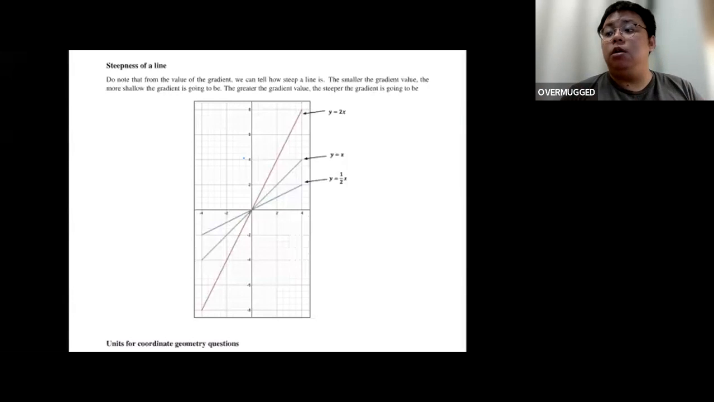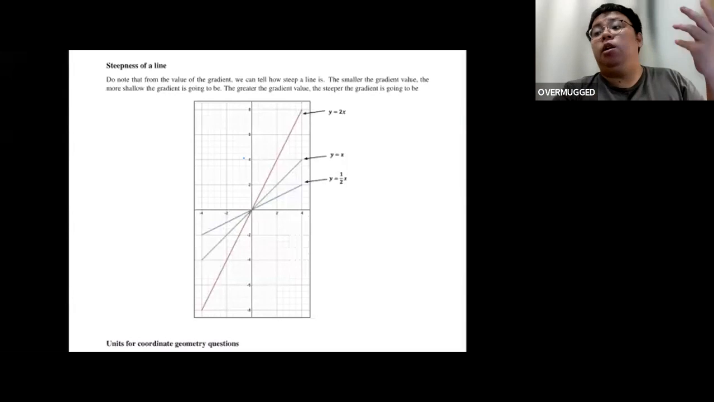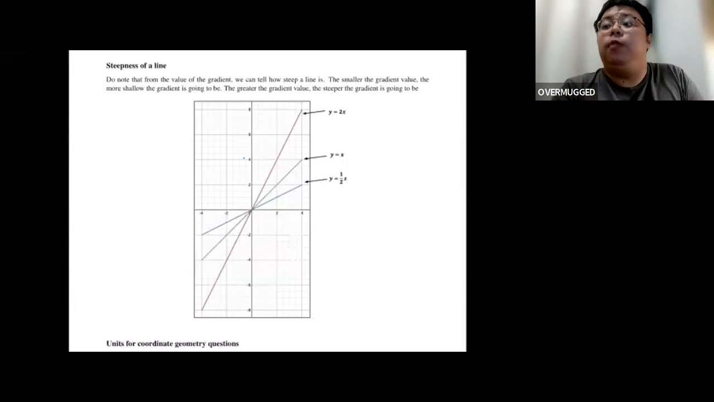For the negative gradients, the smaller the number, the steeper the line. For example, negative 40 compared to negative half. Negative 40 is going to be a lot steeper compared to negative half. So just take note of that.